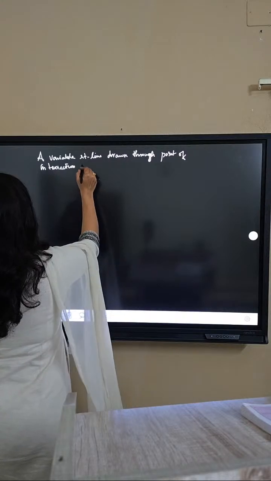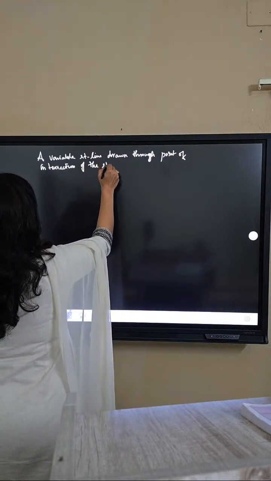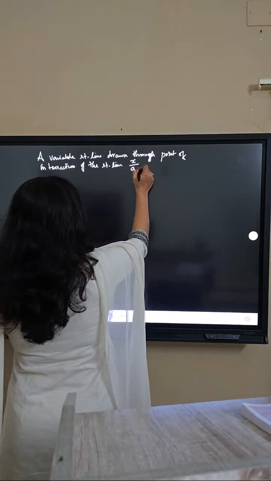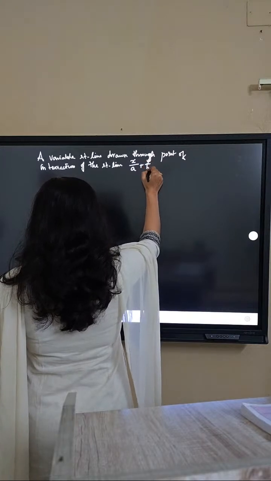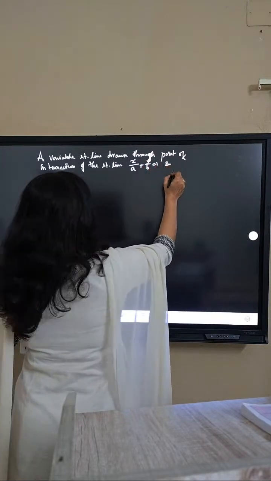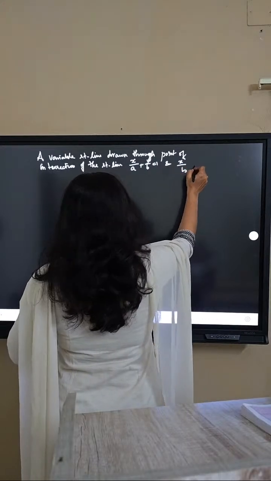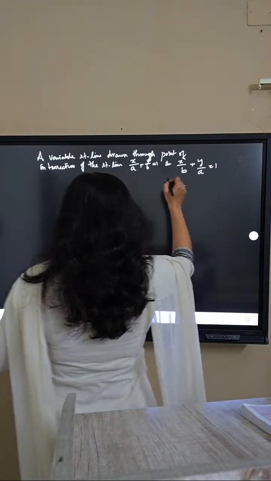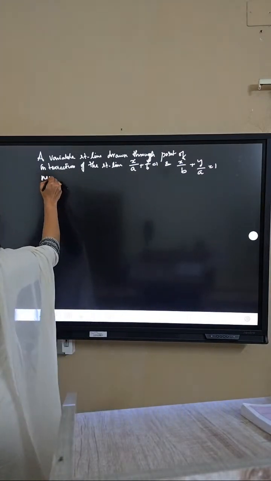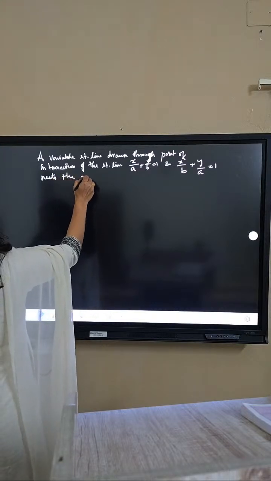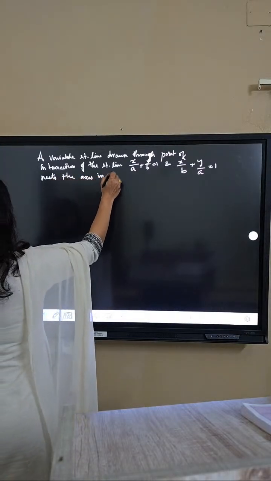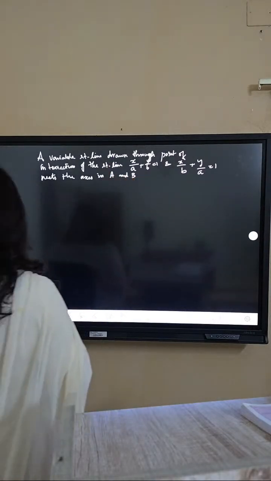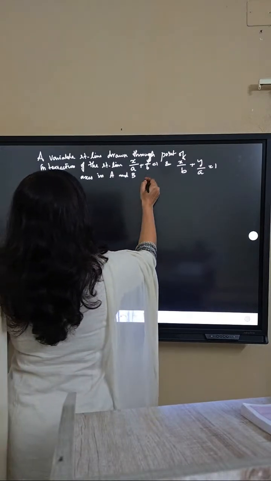Intersection of the straight lines. They gave the straight lines in the intercept form, the x and y intercept form, x by b plus y by a equal to 1. It meets the axis in A and B. Meets the axis only. You know how it meets. So the locus of the midpoint of AB is asked.